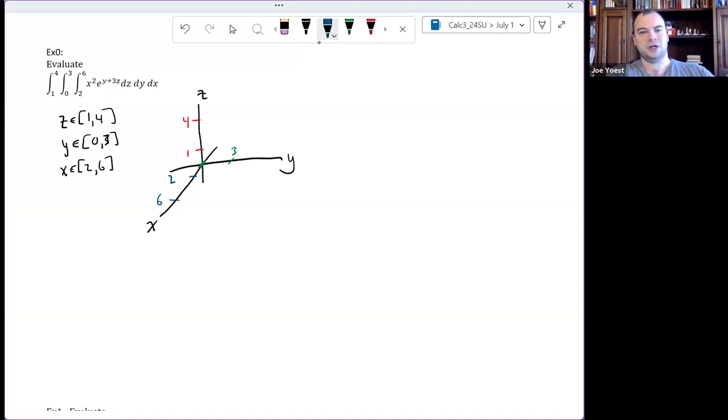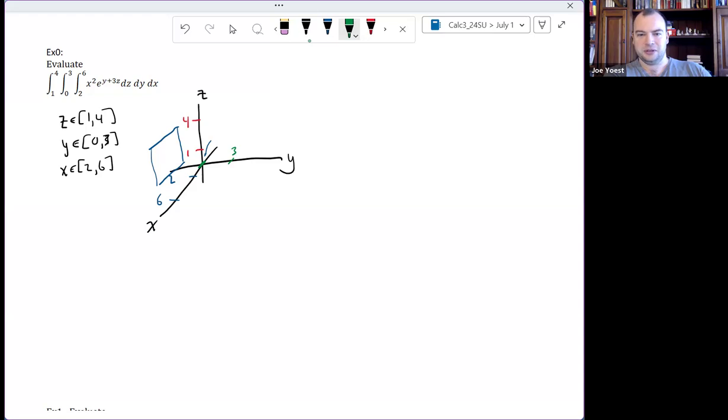So at height 1 on the z-axis, I have a line above the x-axis going from x equals 2 to x equals 6, and same at height z equals 4. So this is kind of the side of the box that aligns with the xz plane. Note that y goes down to 0, so that side of the box really is sitting on the xz plane.